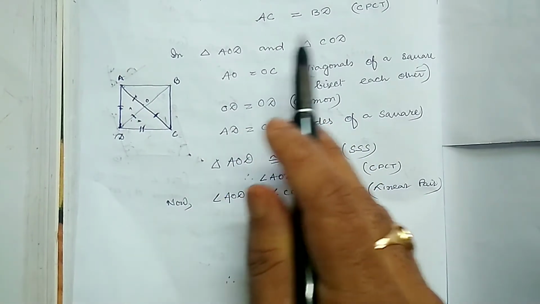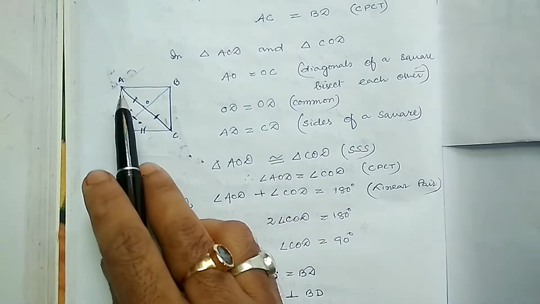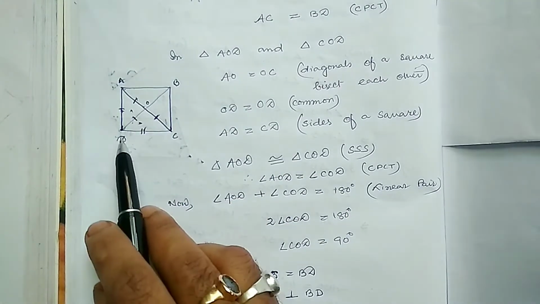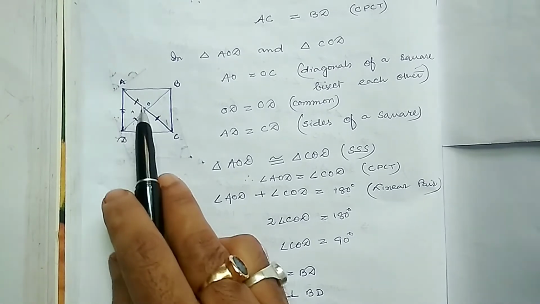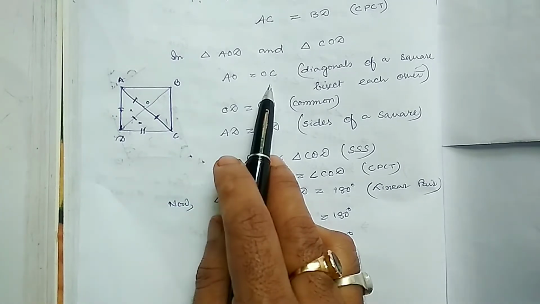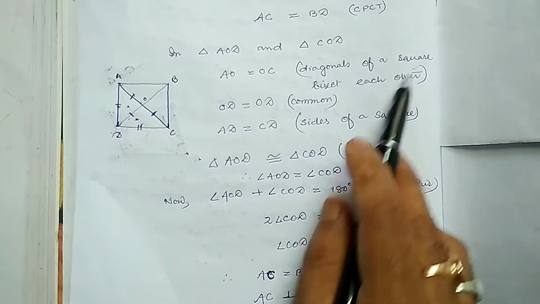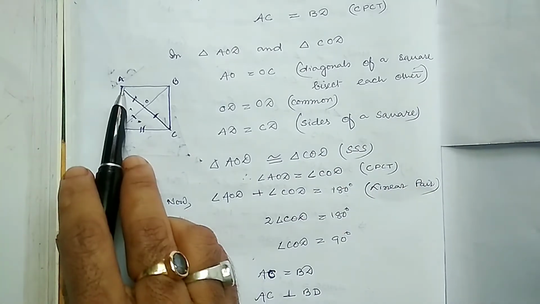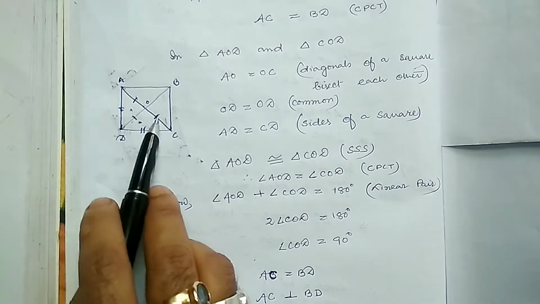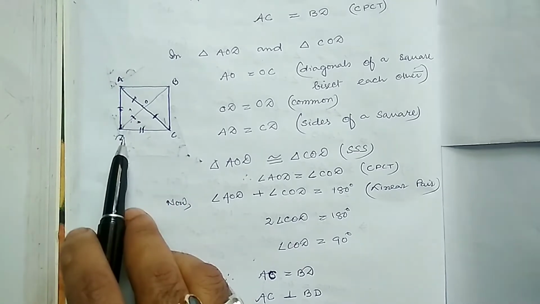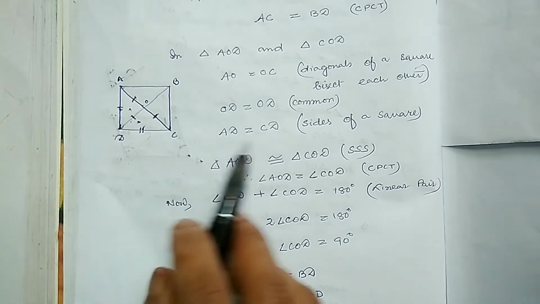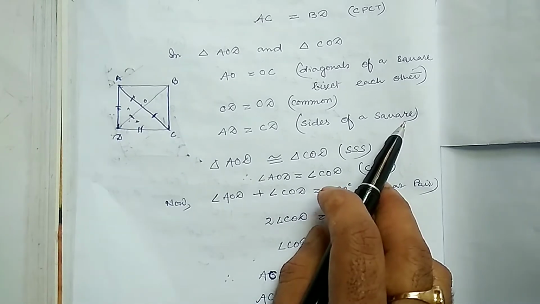Now we have to prove that they are perpendicular. For this, we are considering triangle AOD and COD. In these two triangles, AO equals OC. Why? Because diagonals of a square bisect each other. So AO and OC, these two parts will be equal. OD is common in both the triangles, and AD equals DC, because sides of a square are always equal.